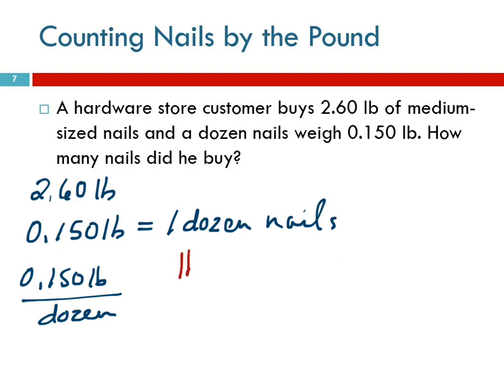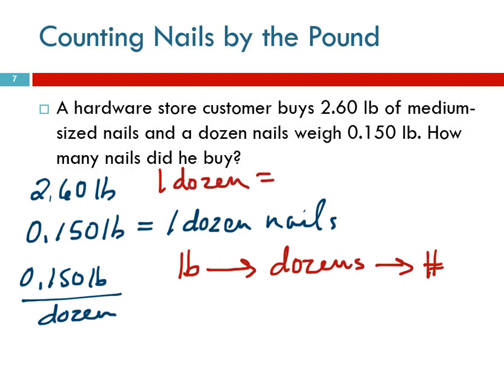We're going to take pounds of nails, and we can convert to dozens of nails. But we want to know the actual number of nails. Do we know the number of nails in a dozen nails? Yeah, it's 12, right? So from dozen, we could go to number of nails, because we know that 1 dozen equals 12. Any questions?